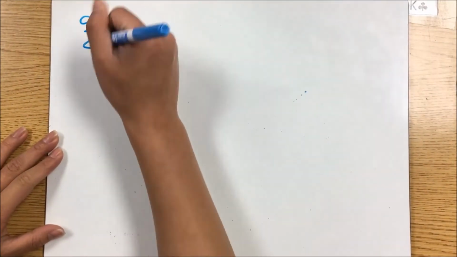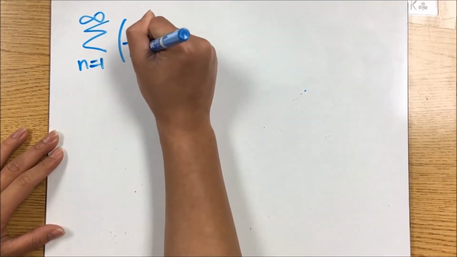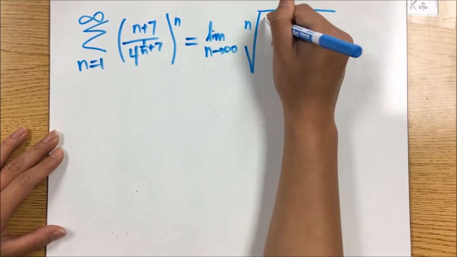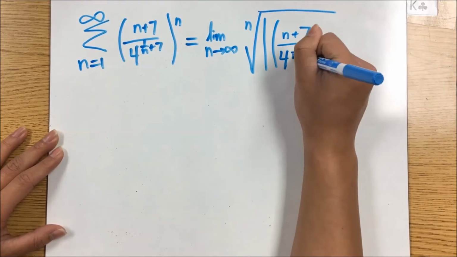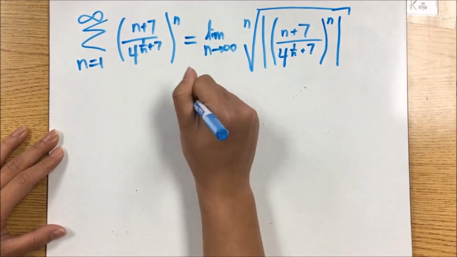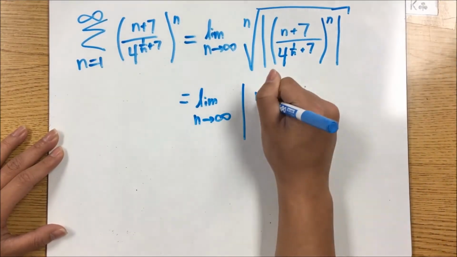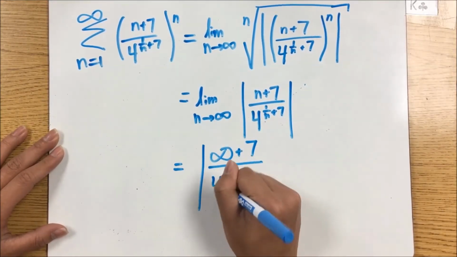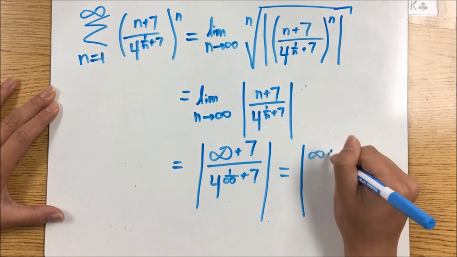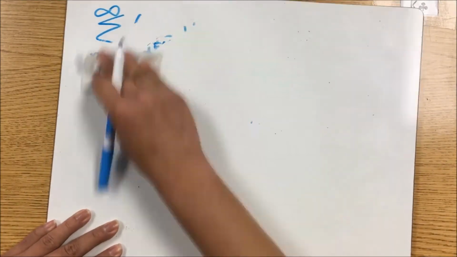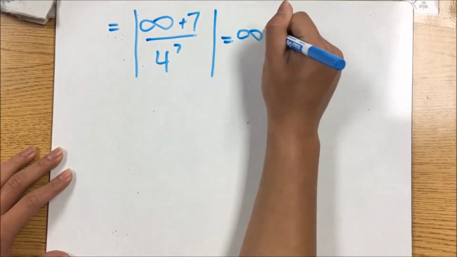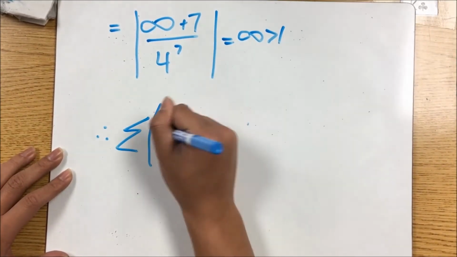For our next example, since the series is to the nth power, we are able to use the root test. Let the series equal a sub n, then take the limit as n approaches infinity of the nth root of the absolute value of a sub n. We are then able to cancel out the n's. After this, plug in infinity, then simplify. This will give us a value of infinity, which is greater than 1. Therefore, the series diverges by the root test.